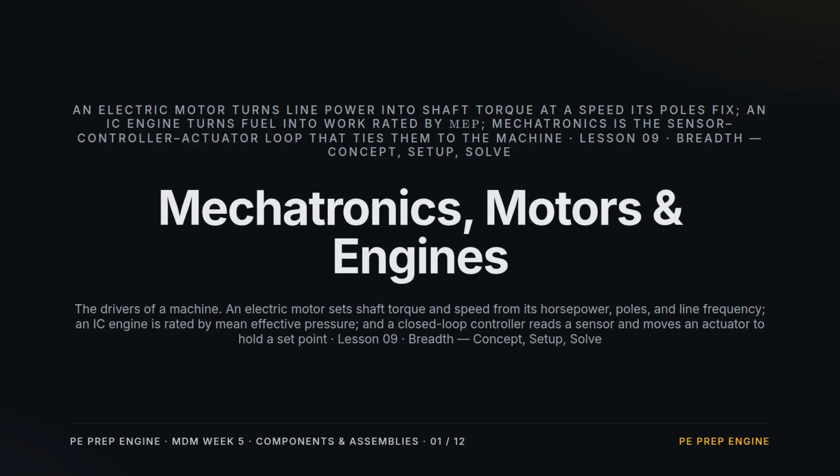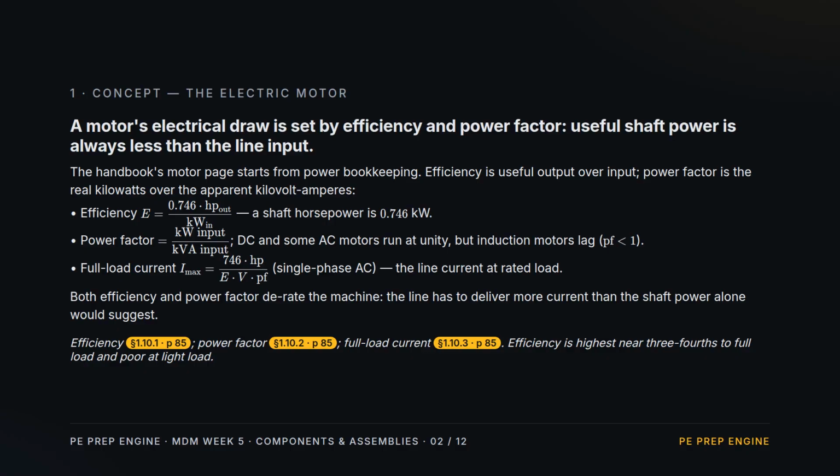Week 5, Lesson 9. Mechatronics, Motors, and Engines. Every component we've built this week has to be driven by something. This lesson is a breadth tour of those drivers: the electric motor, the internal combustion engine, and the sensor and controller loop that ties them to the machine. It's wide rather than deep. The handbook prints a compact set of motor and engine relations, and where it stays silent, we'll flag the item to memorize. Concept 1. The electric motor's electrical picture.